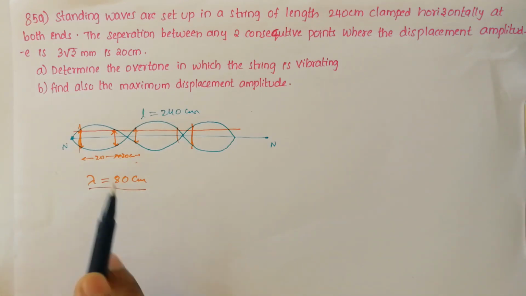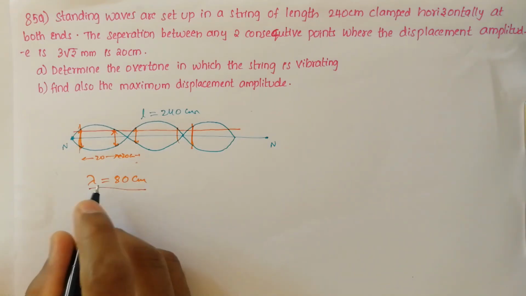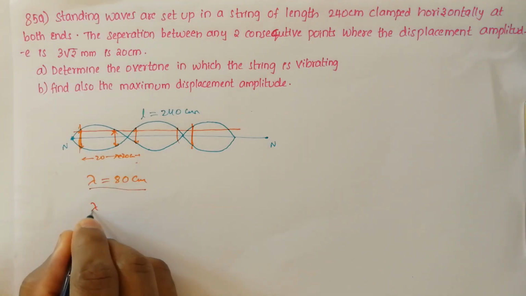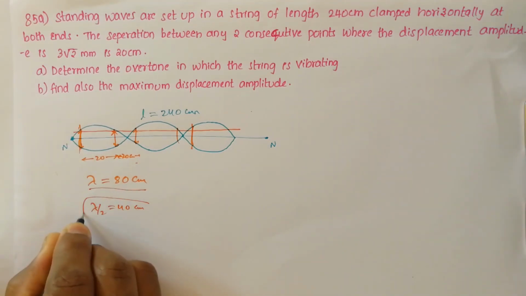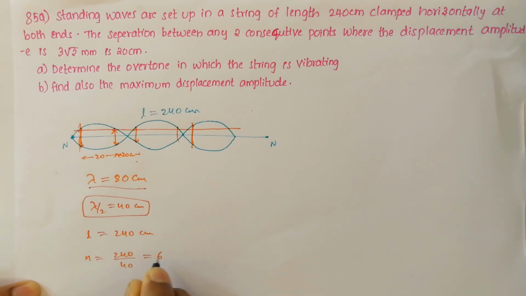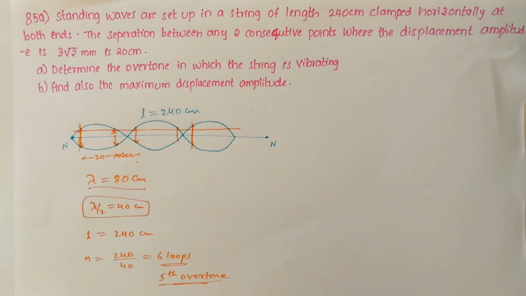Now next, what is he asking? He is asking which overtone it is. So how to get it? As we got the wavelength and we know the length of the string, from there we can find the number of loops in it. Each loop is of length lambda by 2, so that is 40 centimeter. Now the total length of the string is given as 240 centimeter. From there I'll get the number of loops as 240 by 40, which is 6, so 6 loops. So 6 loops means it is the fifth overtone. So that is how to get which frequency it is or which overtone it is.